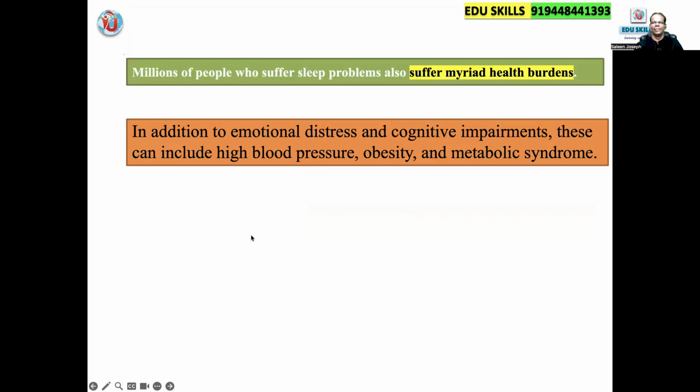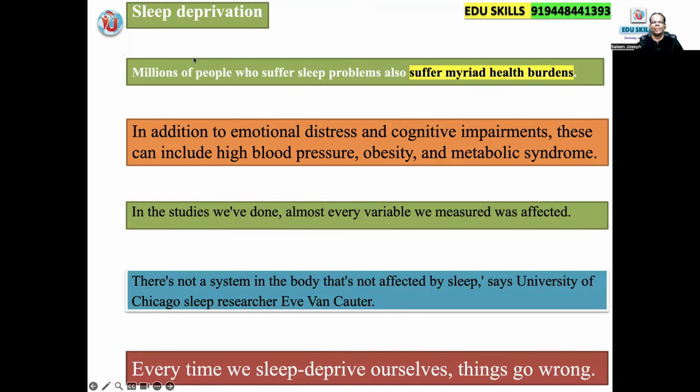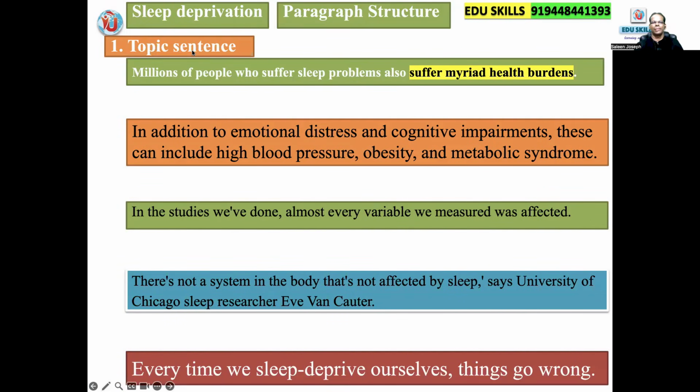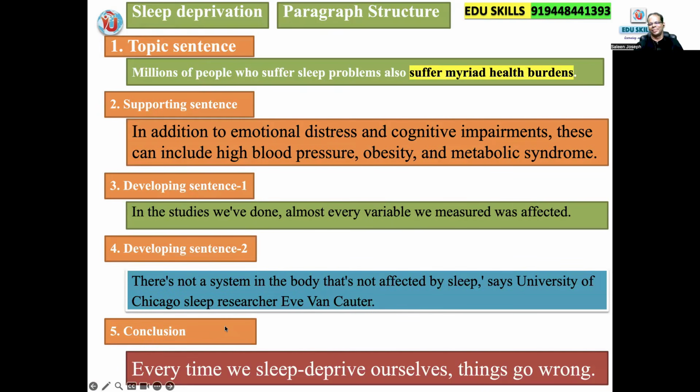Millions of people. The topic is sleep deprivation. Paragraph structure: topic sentence, then you have supporting sentence, then developing sentence 1, developing sentence 2, and conclusion. The conclusion is the paraphrasing of the topic sentence, the same thing put in other words.